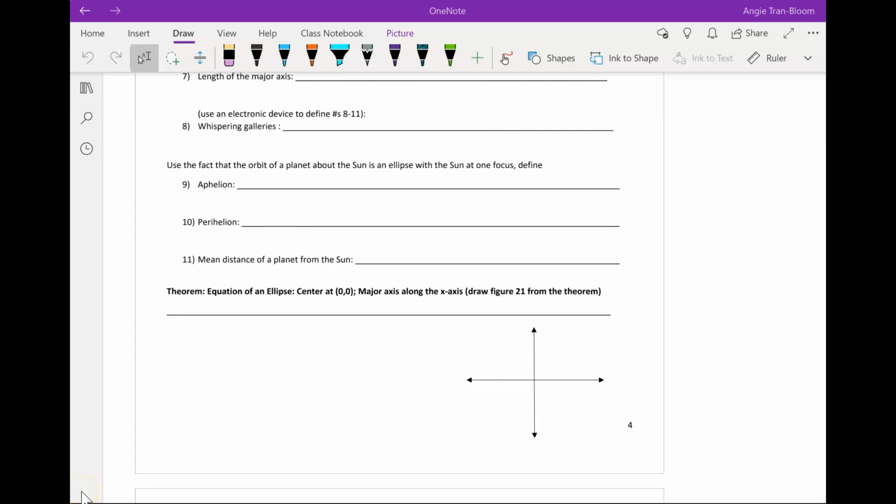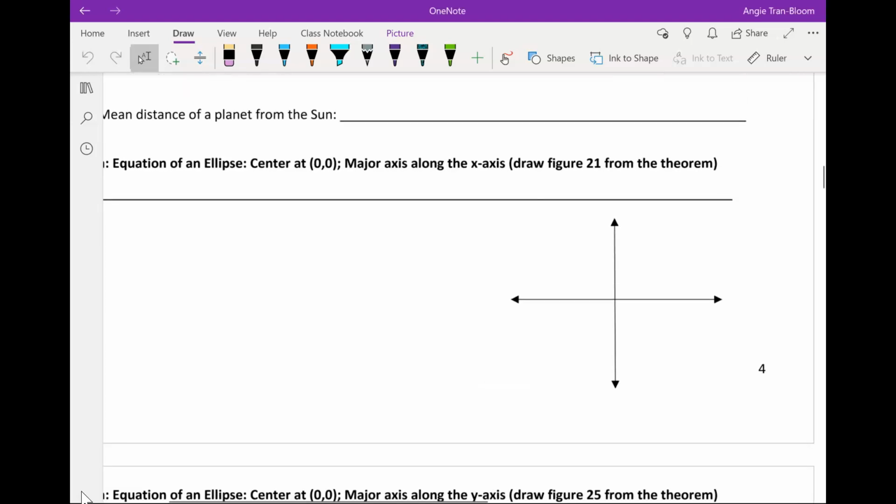So theorem number 1 says, we're about to write an equation for an ellipse with a center at 0, 0. And the major axis is along the x-axis. So what that means is, let's plot the center, which is at 0, 0. Major axis along the x-axis, what that means is longer on the horizontal axis. So I'm just going to randomly plot a dot somewhere. It doesn't have to be exact, okay?